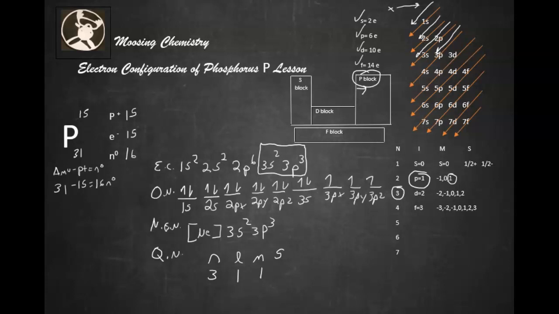And let's look at our last arrow right here. That arrow is going up, right? So it's going to have to be positive 1/2.